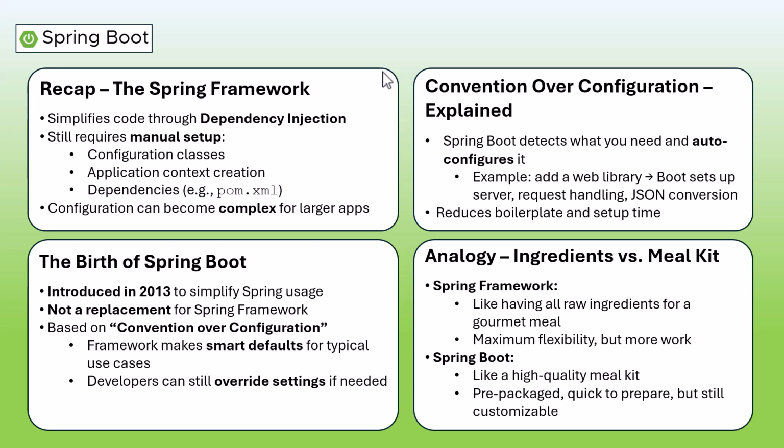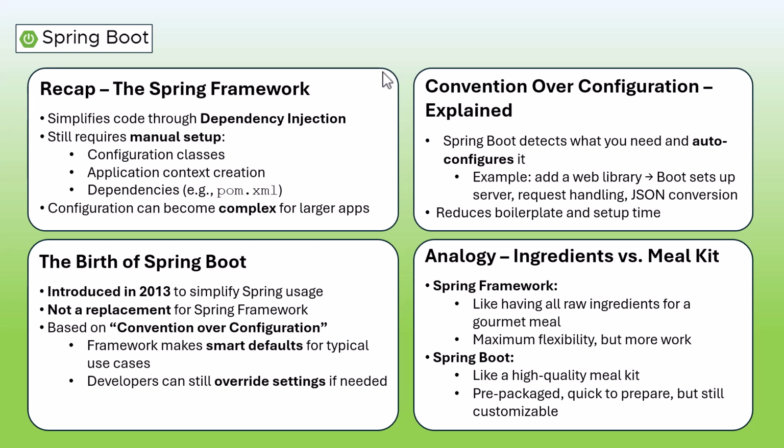What does that mean? It means the framework makes intelligent, sensible assumptions for you. Instead of you having to specify every single detail, Spring Boot says, "I see you've added a web library. A typical web application needs a web server, a way to handle requests, and a way to convert data to JSON. I will set all of that up for you by default." If you don't like my choices, you can easily override them.